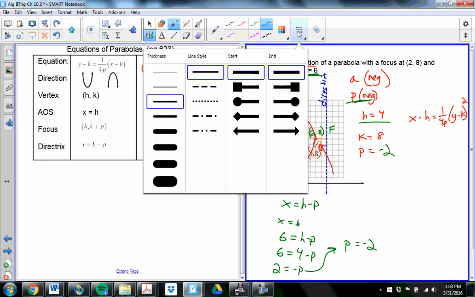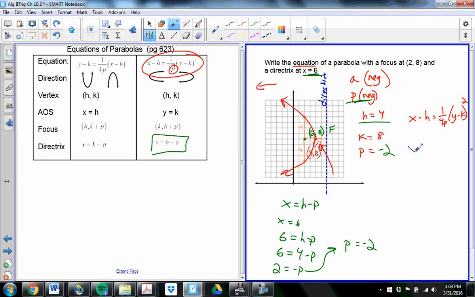Now I can just plug in h, k, and p, and I get x minus 4 equals 1 over negative 8 times y minus 8 squared. And there's the equation of that parabola. Finding p after you find h and k, which come from your vertex, p can come from your directrix or your focus, whichever one of those things is given.